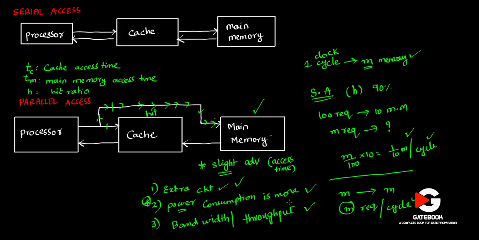Now you tell me which one modern architectures would prefer. Obviously serial access. So that's why you take any textbook, they only talk about serial access. So in the GATE exam also, that's why you consider serial access, because parallel access is not at all implemented by any machine. Alright.